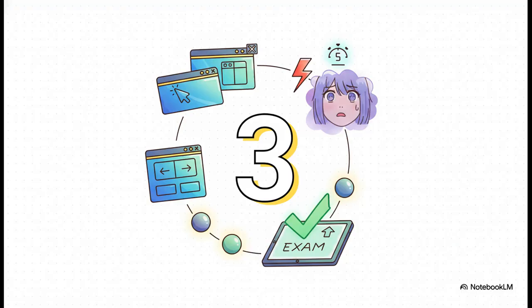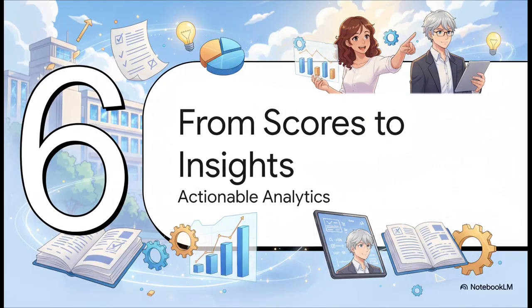And it really comes down to this one number: 3. Students get 3 strikes. If they do something like switch browser tabs or try to resize the window, that's a strike. If their face disappears from the camera for more than 5 seconds, that's a strike too. After the 3rd strike, that's it. The exam automatically submits.